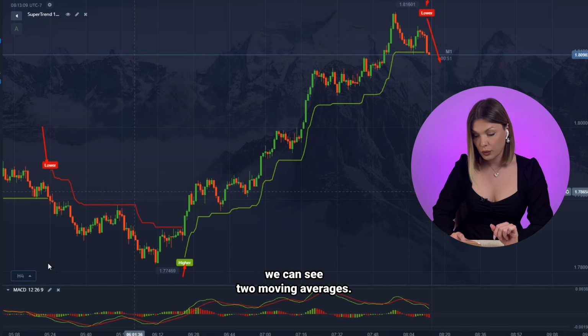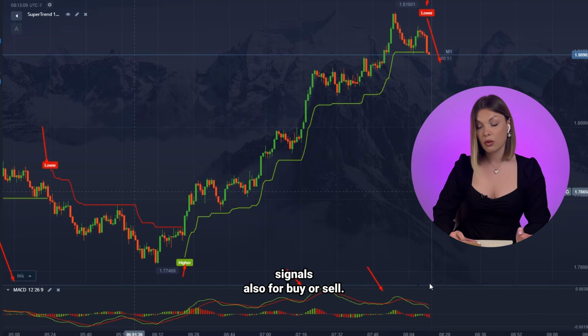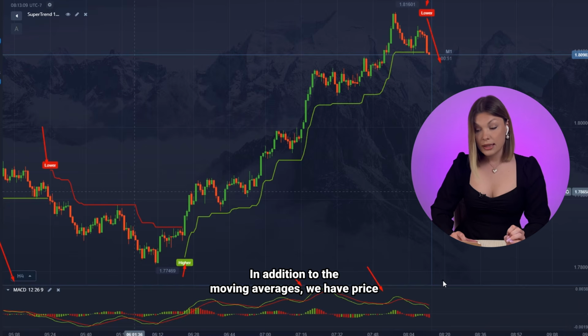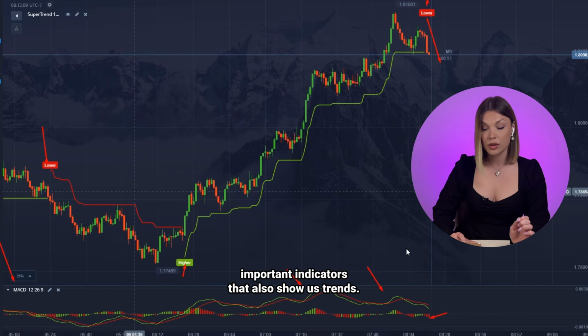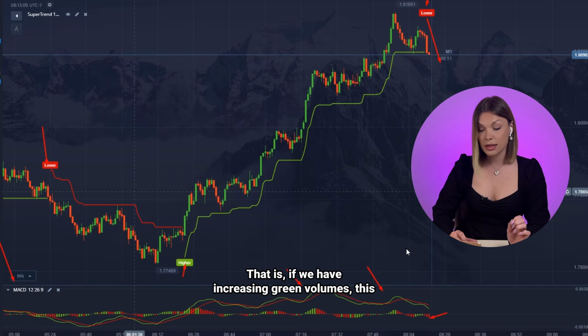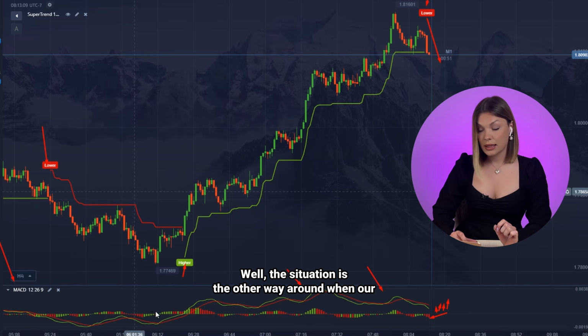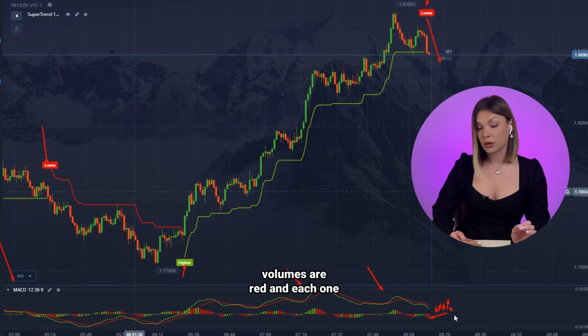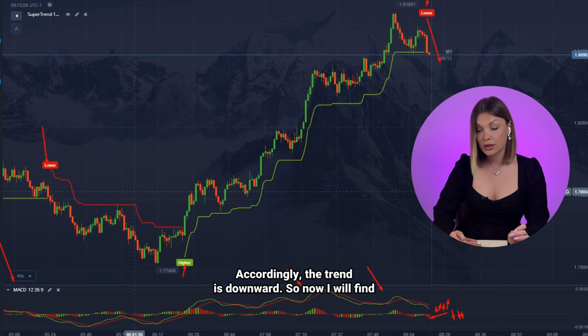We have also set up the MACD indicator for you. Here we can see two moving averages. When two moving averages cross, we generate such signals, also for buy or sell. In addition to the moving averages, we have price volumes here. Price volumes are important indicators that also show us trends. That is, if we have increasing green volumes, this means that our trends are upward. Well, the situation is the other way around when our volumes are red and each one becomes lower than the previous one. Accordingly, the trend is downward.